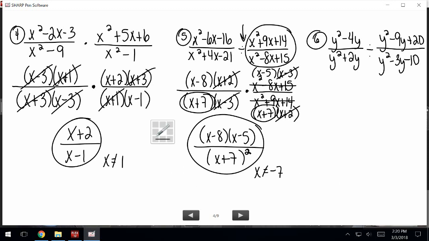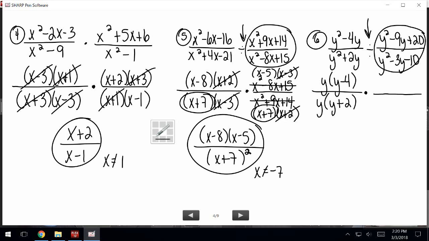All right, number 6, same thing. So let's factor the first one with a GCF of y, which leaves me with y minus 4. And on the bottom has a GCF of y, which leaves me with y plus 2. I'm going to change that division to be multiplication. And I'm going to flip this whole fraction right here.